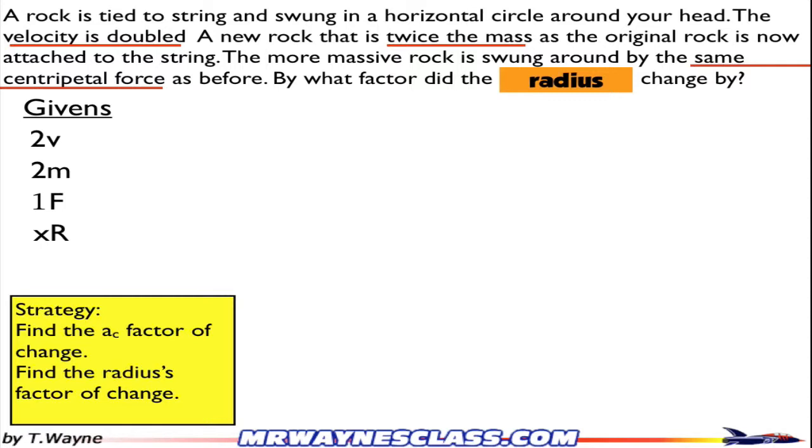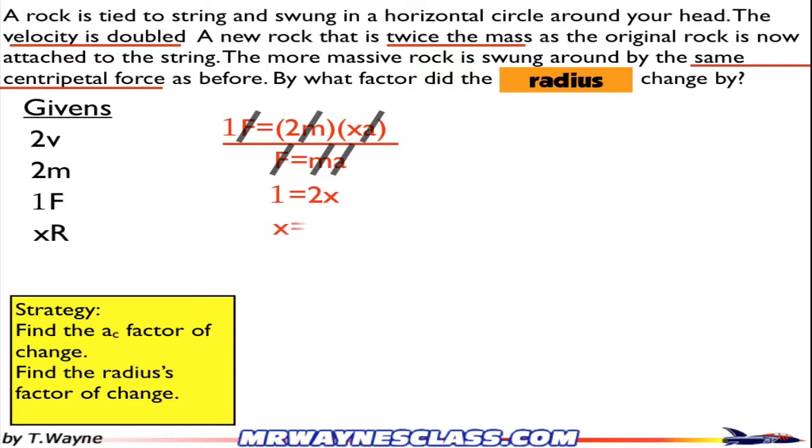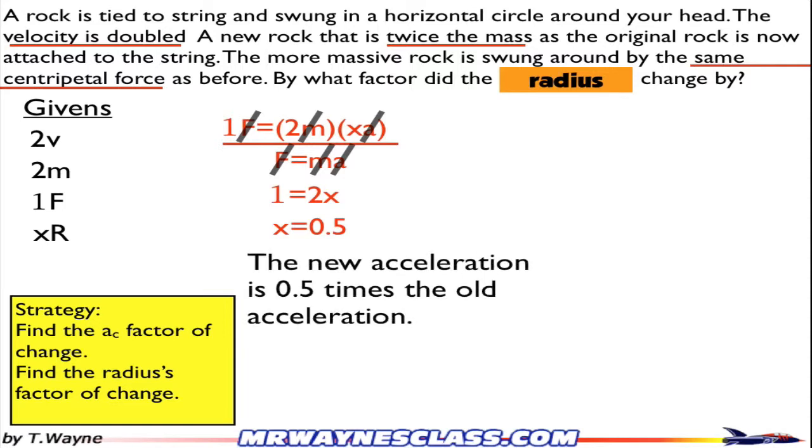To begin with, I'm going to use F equals ma to find out how the a changes, because I have the F and the m up there. So I'll start with F equals ma in the denominator, and in the numerator I'll put the same formula with the factors of change. The force stays the same, it's twice the mass, and x times a. I want to figure out what happens to a. I divide out every variable that's the same, and that leaves me with a new equation with just the factors. So 1 is equal to 2x. Therefore, x is equal to a half. So the acceleration changed by a factor of a half. The new acceleration is a half times the old acceleration. That's one more given I have in my list.